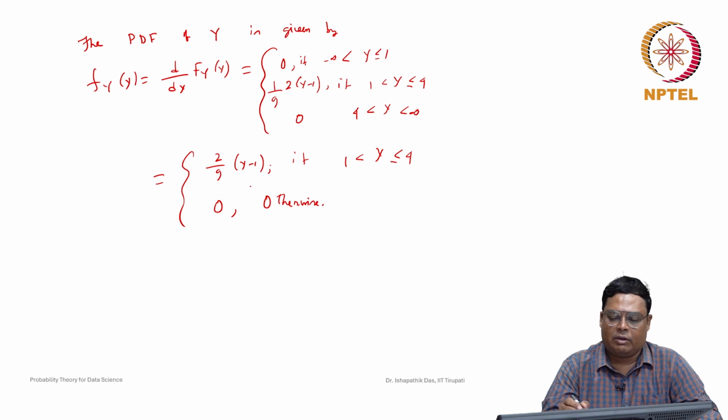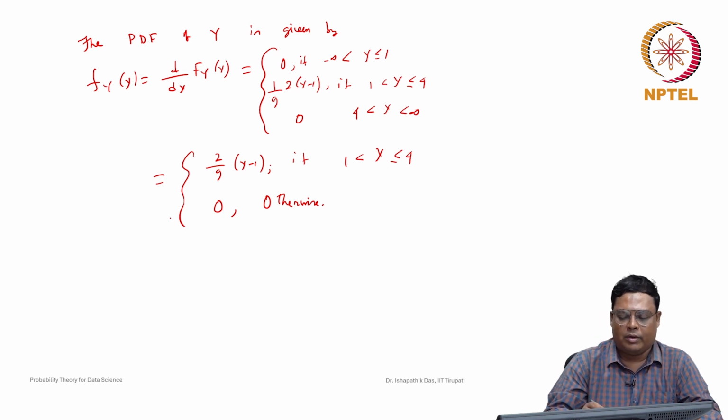I was checking whether all these calculations are correct or not, because if you do the integration from 1 to 4, it should be equal to 1. So this is cancelled, then 4 minus 1, so 1 minus 1 is 0, 3 square is 9, 9 by 9. So it seems it is correct. So you can check that this is a probability density function.